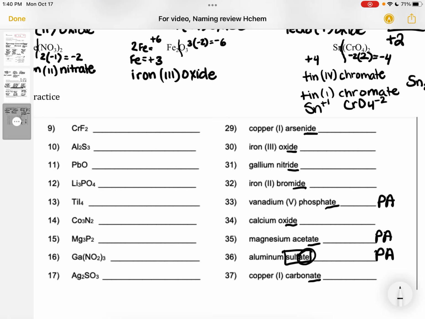On the other side, going from formula to name, I want you to put an asterisk next to the ones that you know are going to need a Roman numeral, so that later when you do the actual worksheet, you don't forget to do a Roman numeral, because that happens a lot. Chromium is in the middle of the periodic table, in the D block, so I'm going to put an asterisk here. Aluminum, nope, I know it's always a +3. Lead, Pb, that's going to need a Roman numeral.